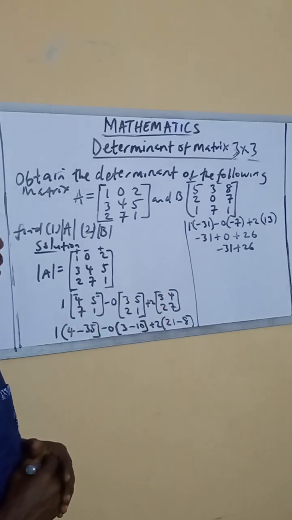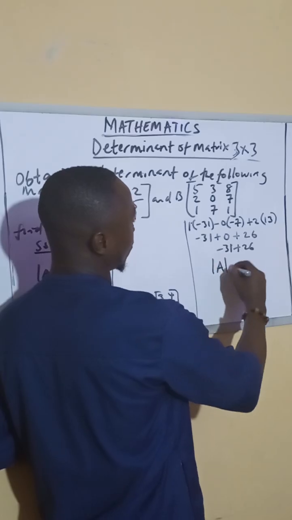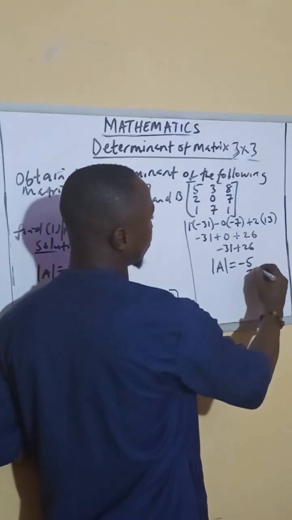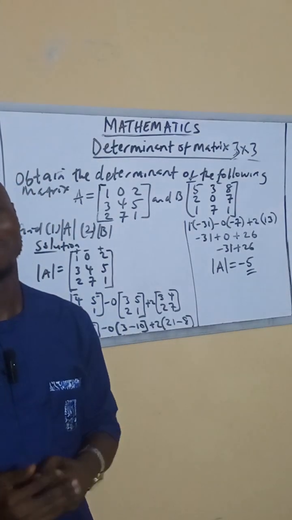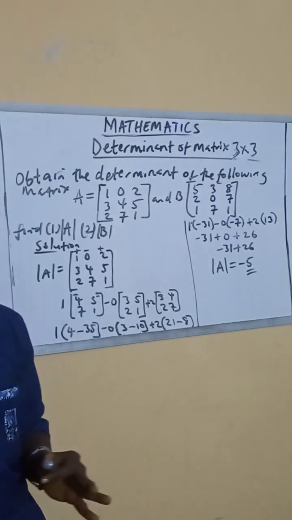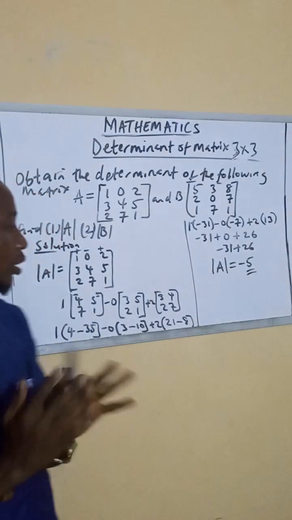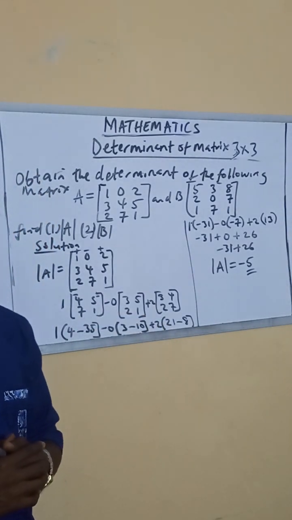So, however, that means determinant of A is equal to what? Minus 5. With this, you are done. See how easy it is. It only takes one to settle down, follow it step by step. Before you know it, you're out there.